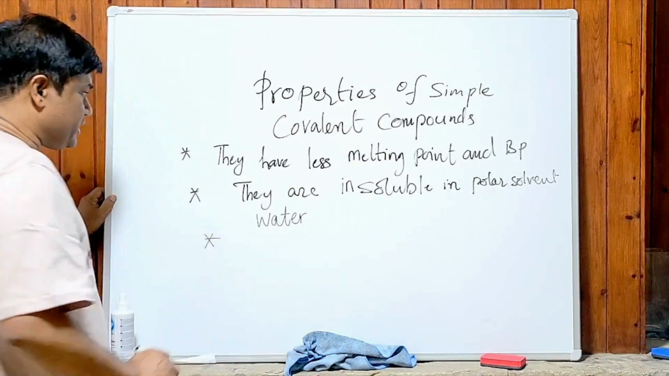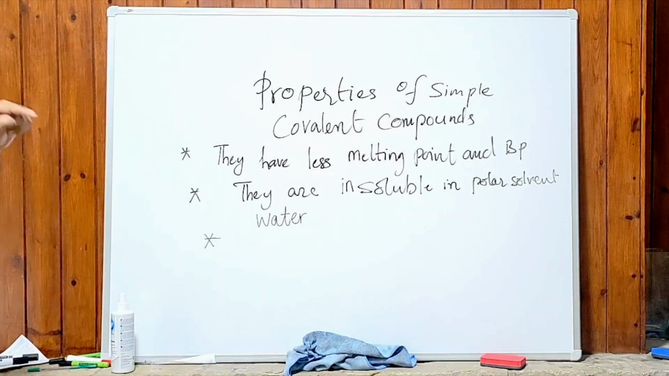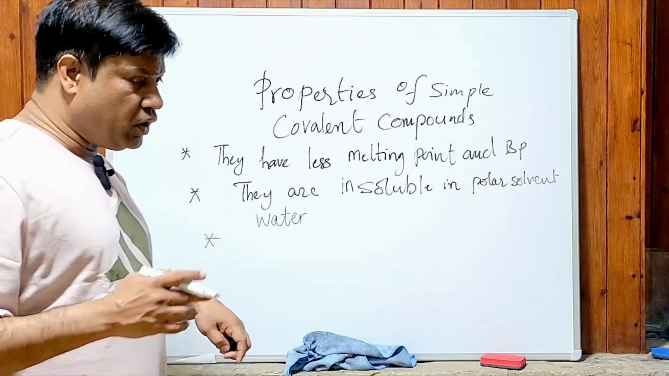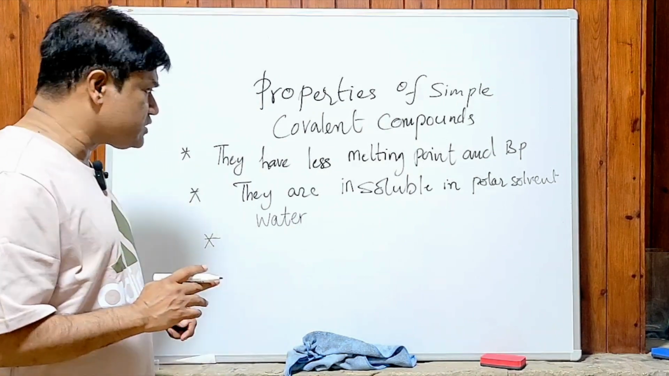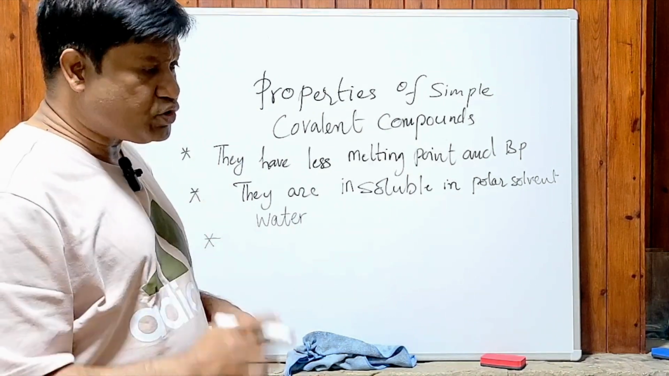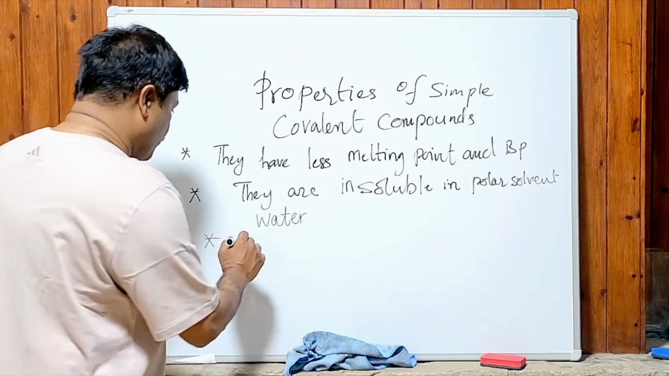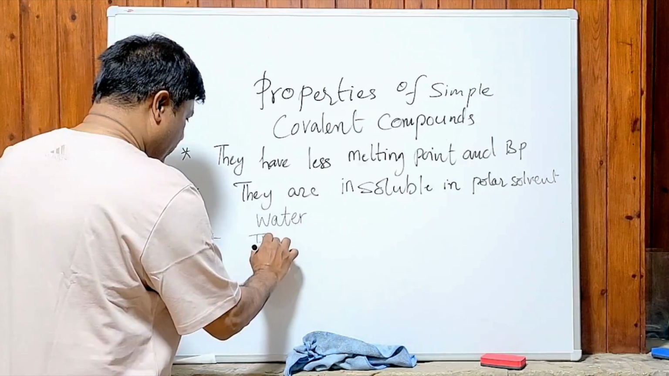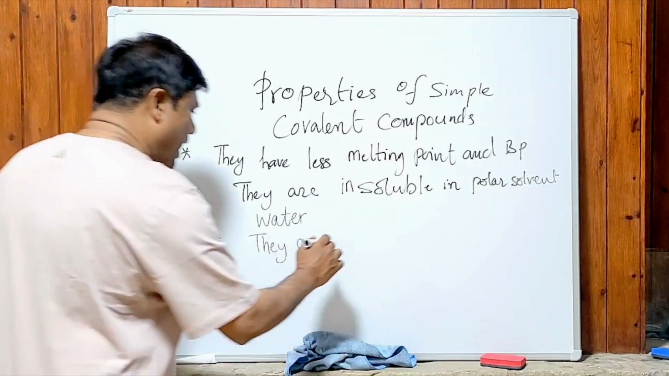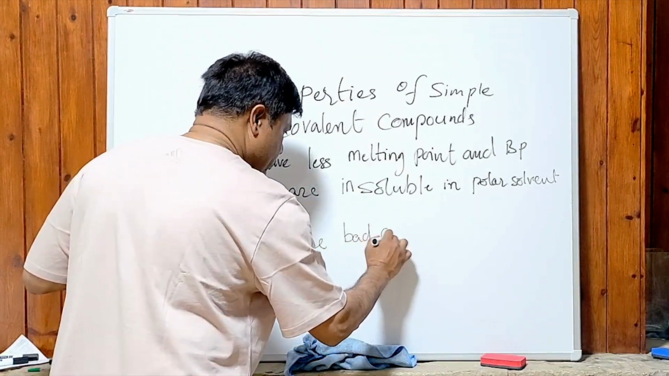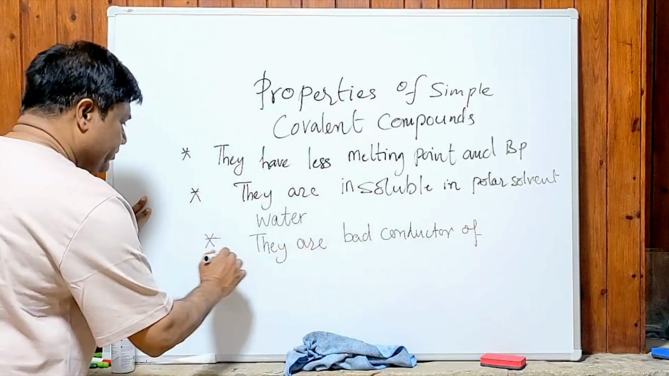They do not conduct electricity because there is no movement of electrons. In the case of ionic compounds, there is a movement of ions. We have seen free ions in the case of aqueous solution and molten state. Here there are no free electrons, so they are bad conductors of electricity.